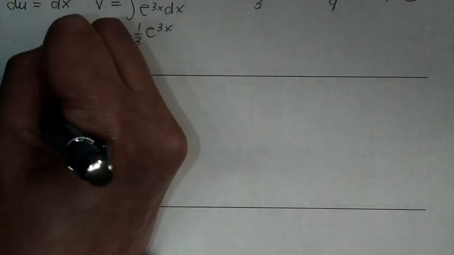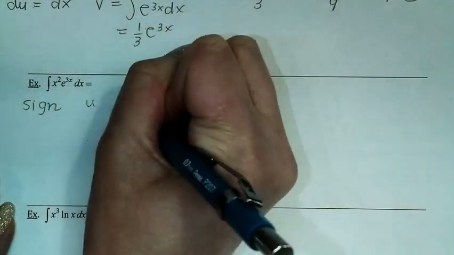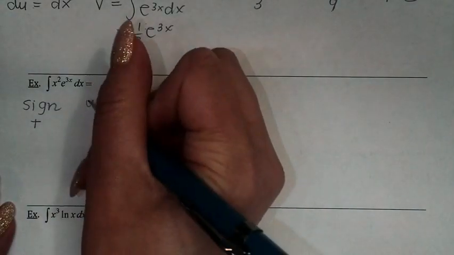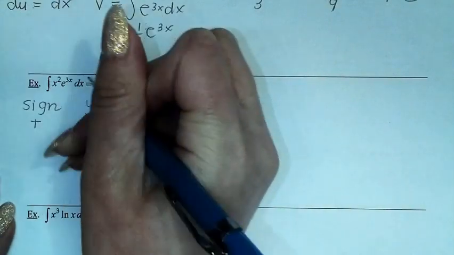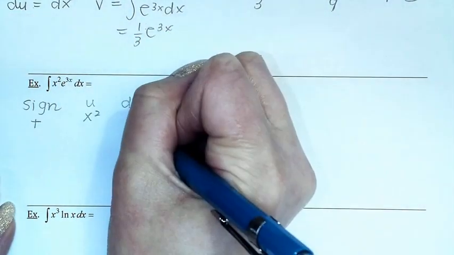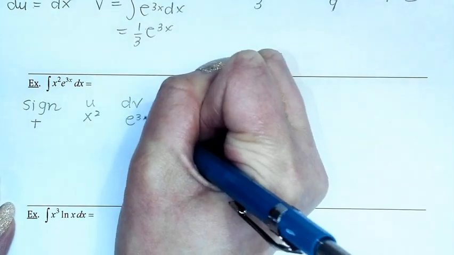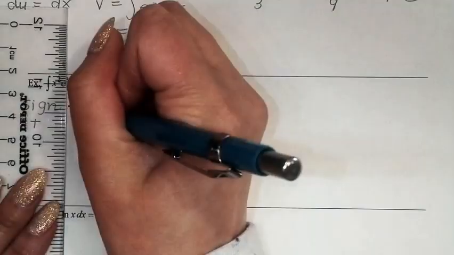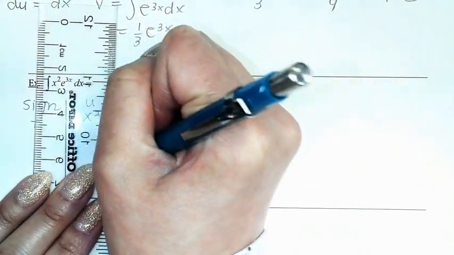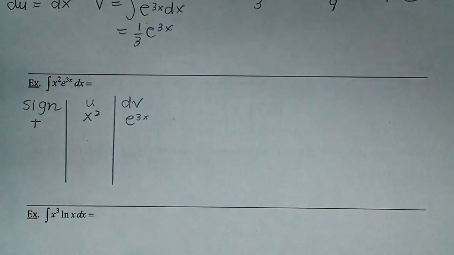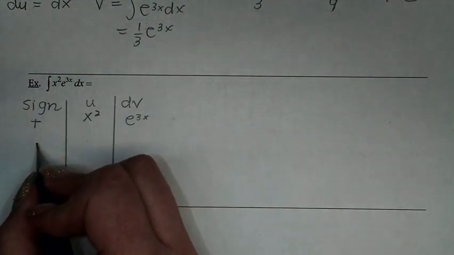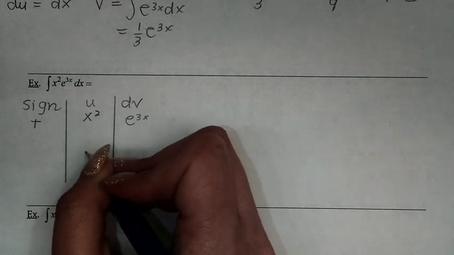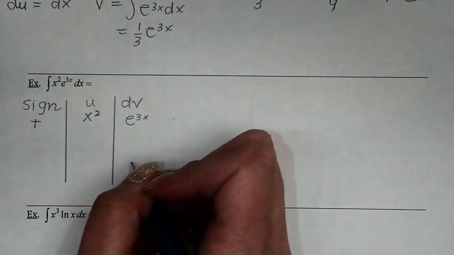We have the sign, then the u, and then the dv. You're always going to start with the sign positive. Your u is going to be the x squared, and then the dv is going to be e to the 3x. Let me separate everything here so it doesn't look weird. We're going to alternate the sign, then take the derivative of this until we get to 0, and here you're going to take the integral.